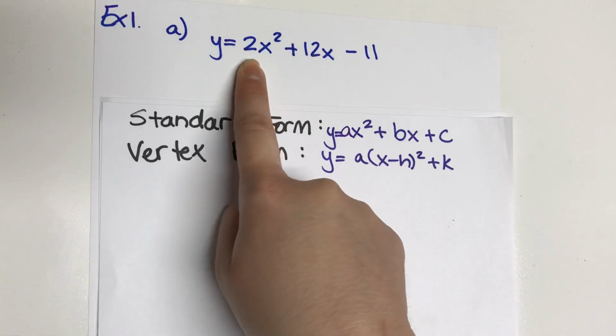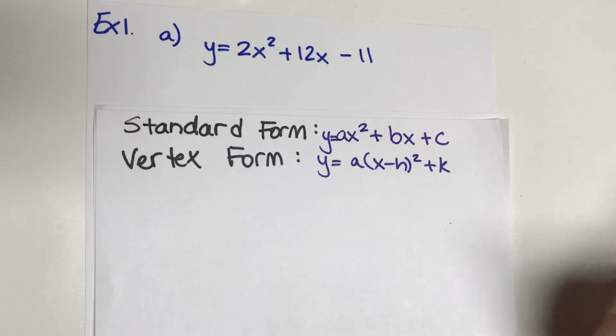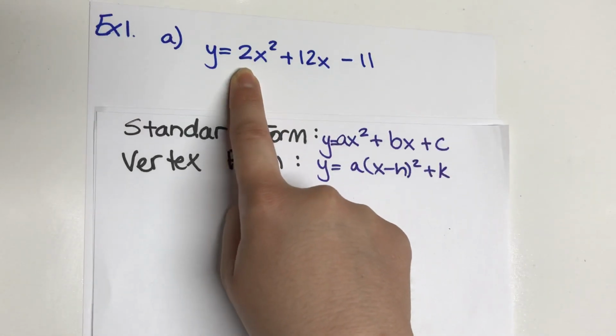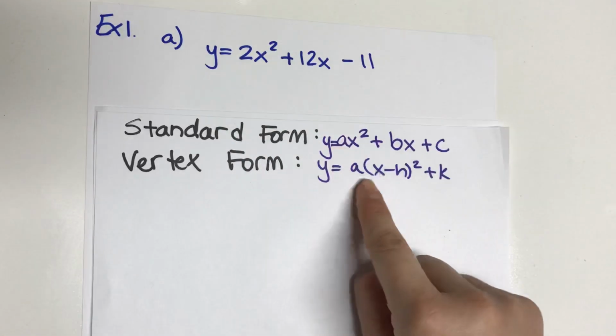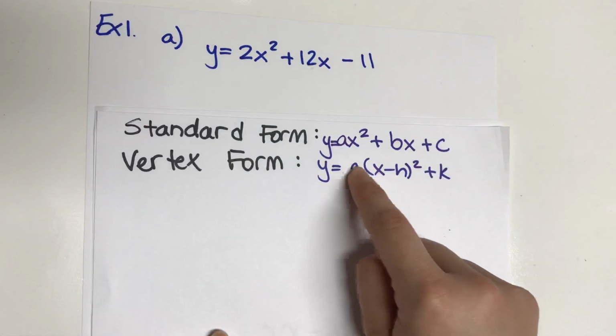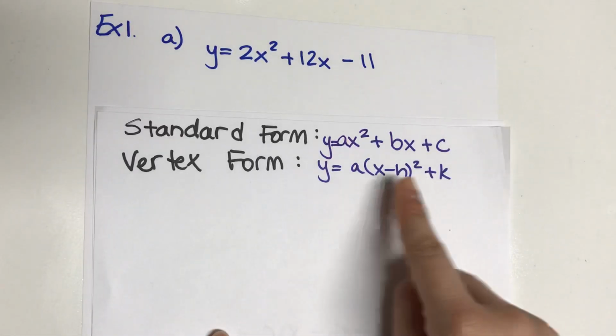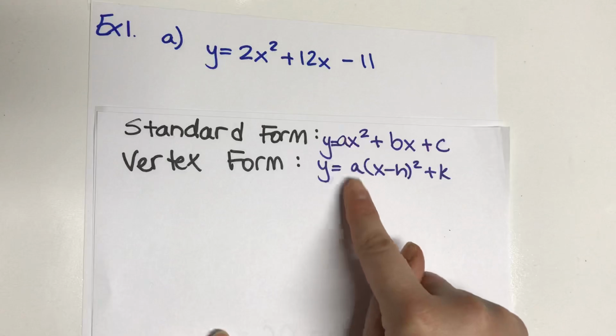In the questions we looked at last week, this number was a 1, so we were able to just follow those steps without really having to deal with anything in front of the x squared. Now there is something there. So what we're going to do is take a look at the fact that this is standard form, this is vertex form. The a that's in both of them is actually the same number.